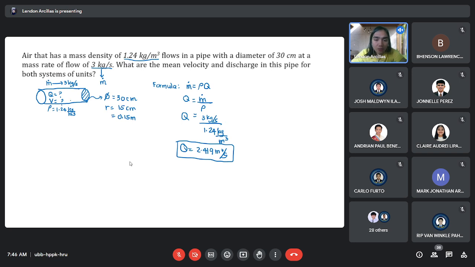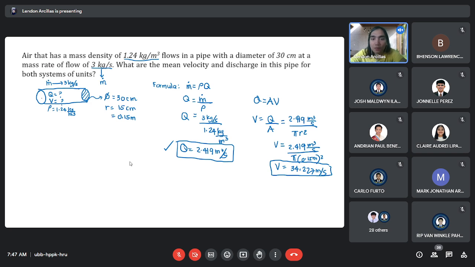Next, kuha na natin yung volume flow rate for the discharge. How do we find the velocity? Since meron na tayong Q, and Q, the discharge, is equal to area times velocity, we can find the velocity. You see, Q natin is 2.419 meter cube per second. Ang ating area is circle, that is the cross-sectional area where the liquid passes through, is pi r squared. R natin is 0.15 meters. So the velocity is 34.27 meters per second. So that's how you solve discharge and velocity in terms of the mass flow rate.